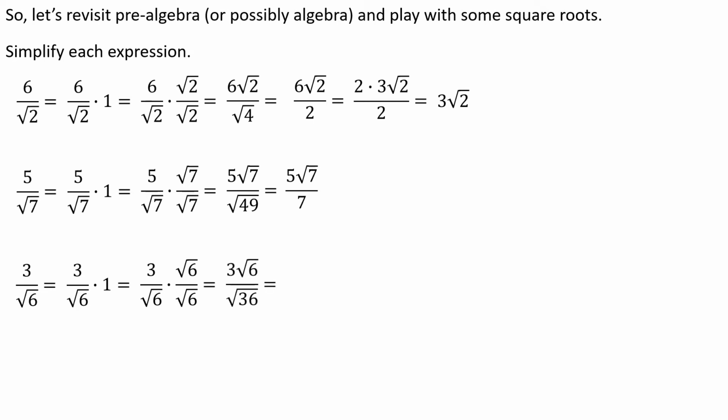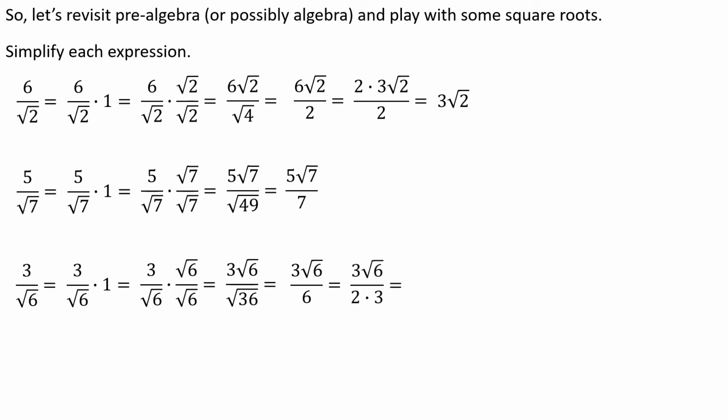6 times 6 is 36. Take the square root. Once again, notice that the square root of 6 that started on the bottom of the fraction has mysteriously made its way to the top of the fraction. And that square root of 6 on the bottom has now become a plain old 6 on the bottom. And of course, this fraction will reduce.